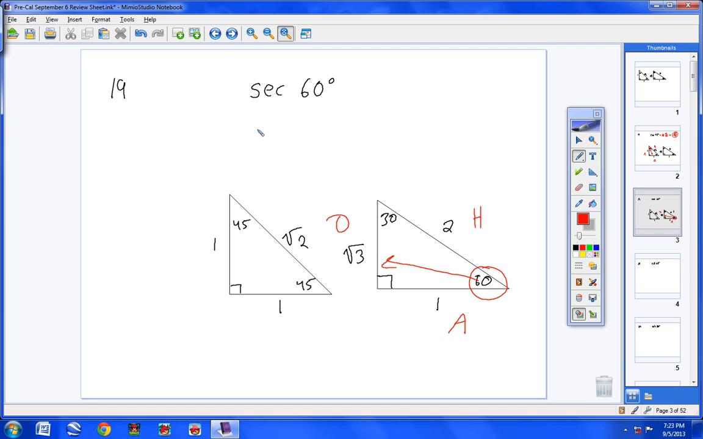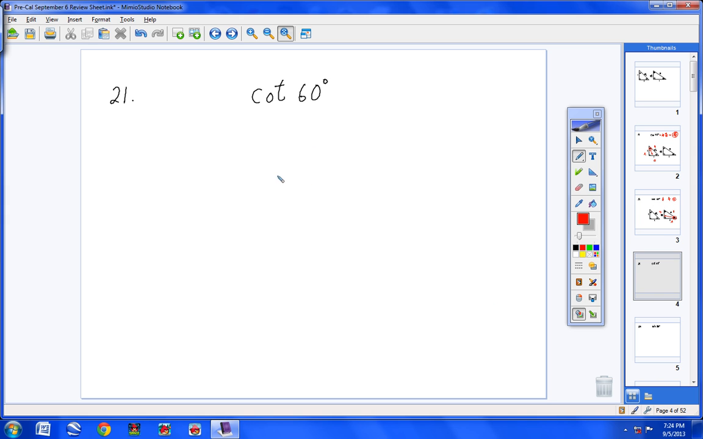Now, secant is the inverse of cosine. Cosine's adjacent over hypotenuse, so this would be hypotenuse over adjacent. So hypotenuse is 2, adjacent is 1. So 2 over 1, which is just 2. Moving on to number 21.